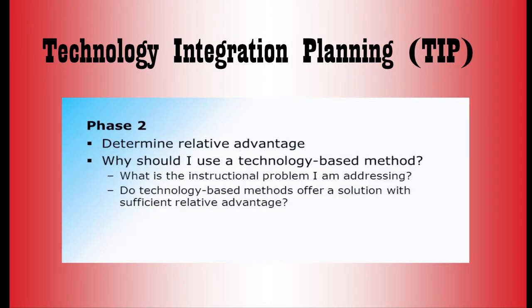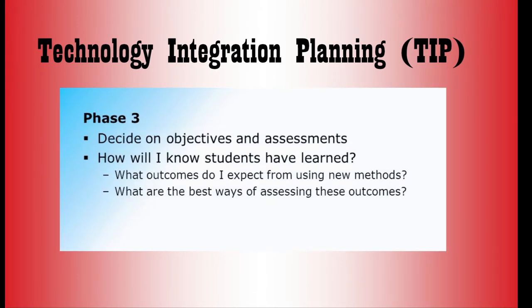In Phase 2 of Technology Integration Planning, we have to determine relative advantage, and we have to look at the questions: why should I use a technology-based method? What is the instructional problem I am addressing? Do technology-based methods offer a solution with sufficient relative advantage? While in Phase 3, we have to decide on objectives and assessments. How will I know students have learned? What outcomes do I expect from using new methods? What are the best ways of assessing these outcomes?